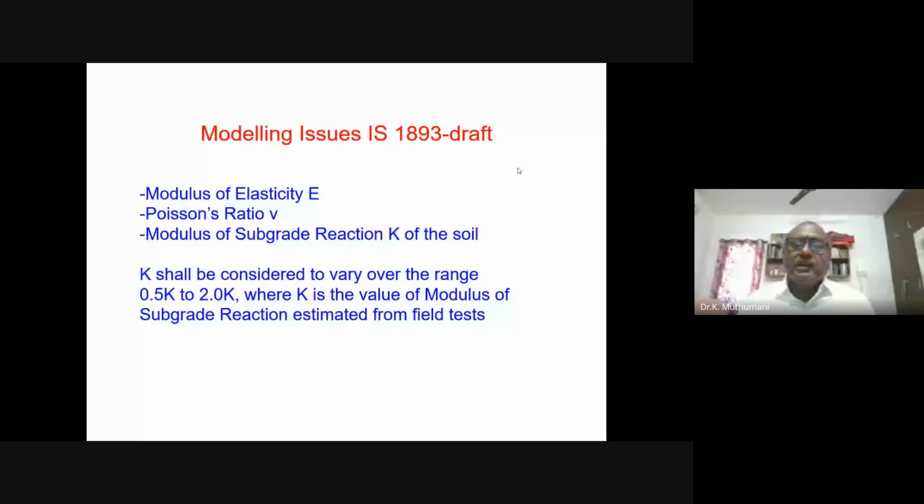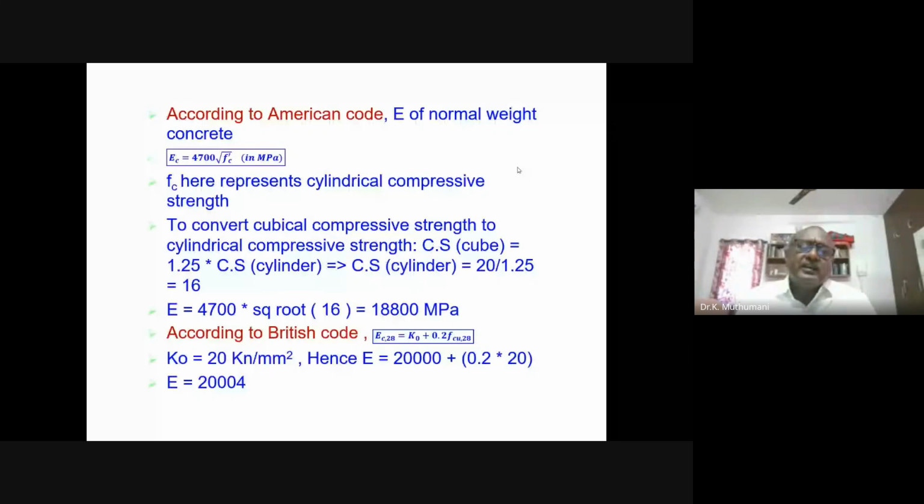So how do we come out of that? Because you may not know it exactly. The way the code gives it, you run the project with K as one parameter, next time with 0.5K, next time with 2 times K, and then compare all the values, and whichever is governing, you take. Because when I come to the values or the distribution that happens, I need to worry about all this.